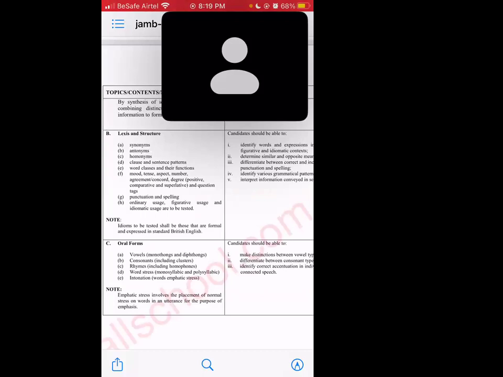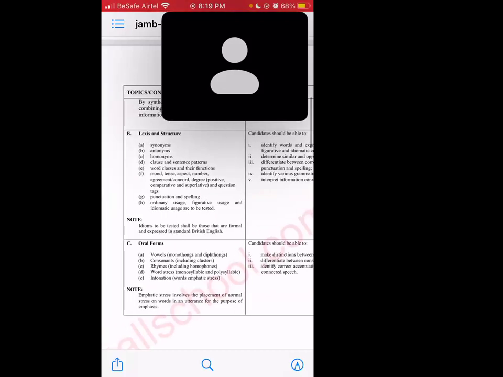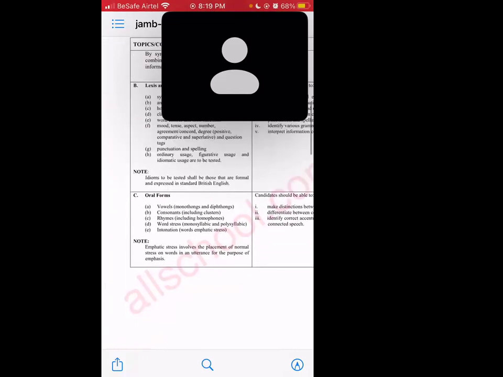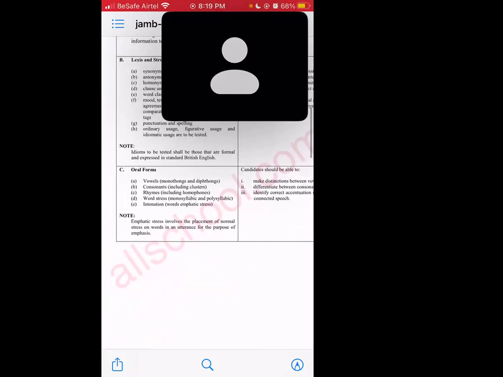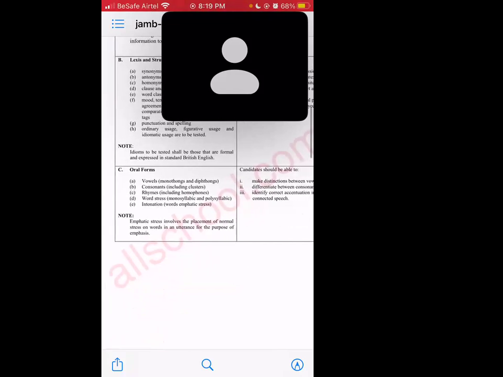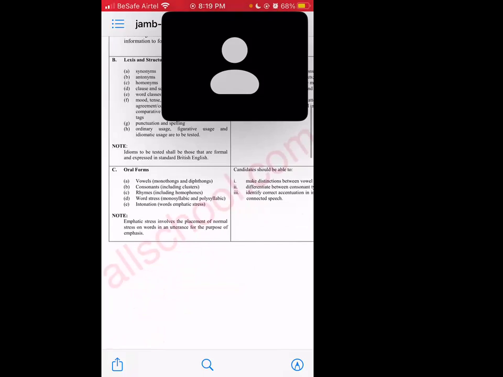figurative language, agreement and concord, mood, tense, aspect, etc. So we're going to move over to the oral forms. Remember, if you have a question, please don't forget to ask. We're going to the C part of the syllabus here, and it says oral forms. We have vowels, monophthongs, and diphthongs, and then we have consonants, including clusters.